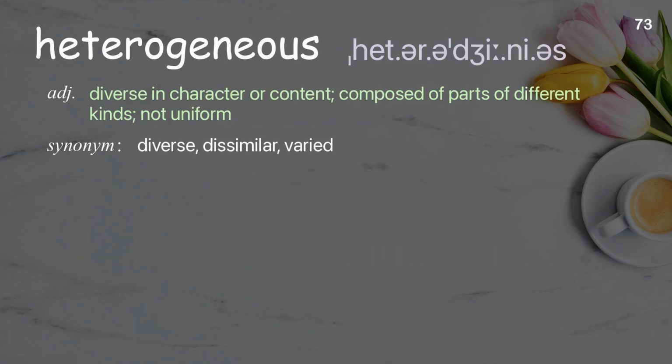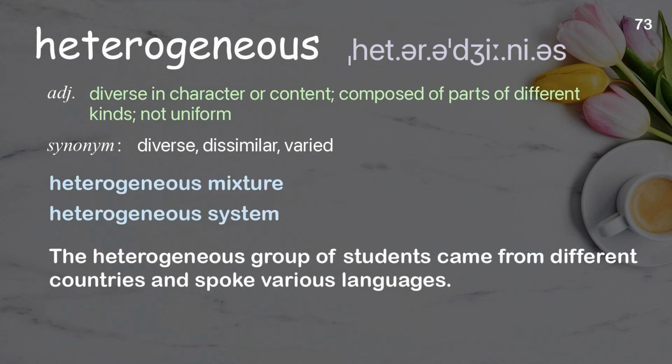Heterogeneous. Diverse in character or content, composed of parts of different kinds, not uniform. Examples: Heterogeneous mixture. Heterogeneous system. The heterogeneous group of students came from different countries and spoke various languages.